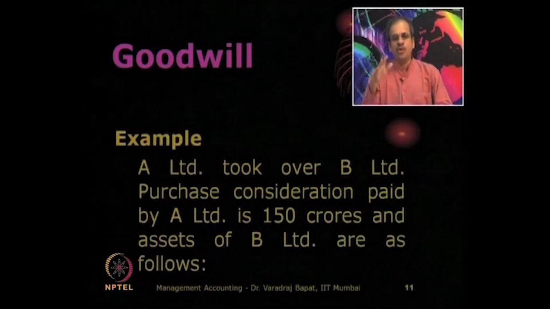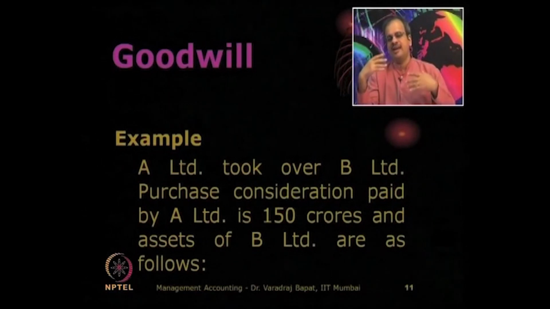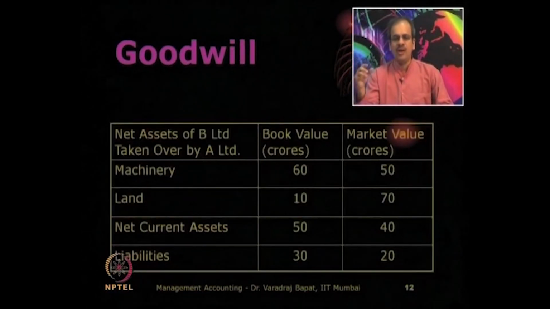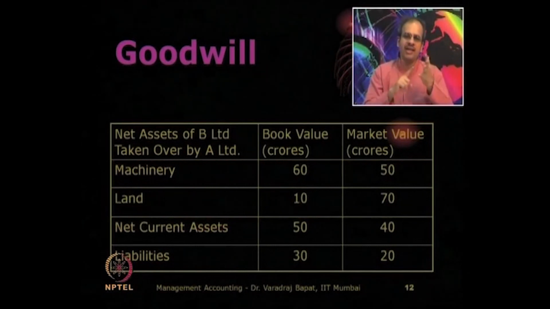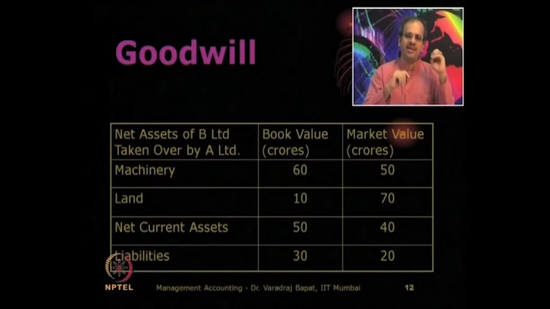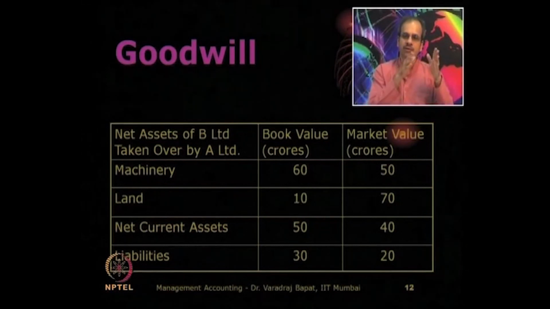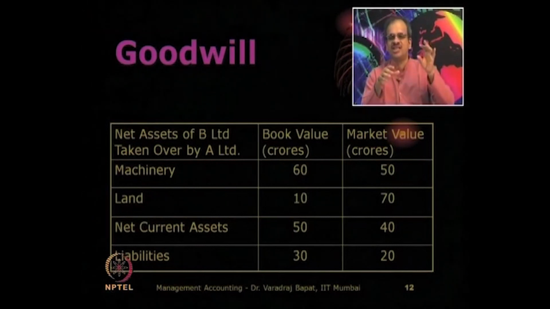So, suppose A took over B and the purchase consideration paid by A is 150 crores, and the assets of B which are taken over are as follows. They have taken over machinery, land and net current assets, and they have also taken over liabilities. We know the book value, we know the market value, and we know that the purchase consideration is 150 crore.